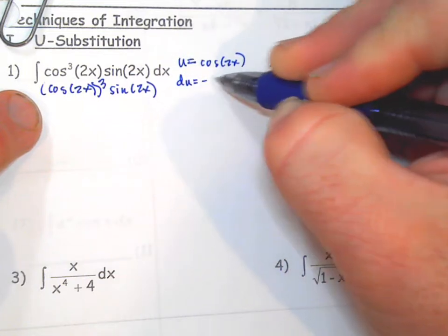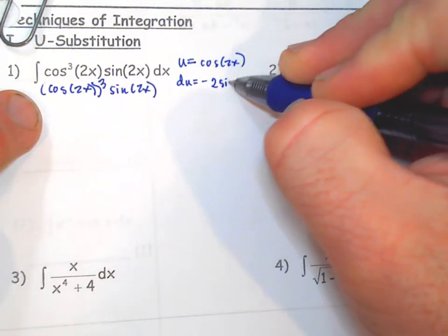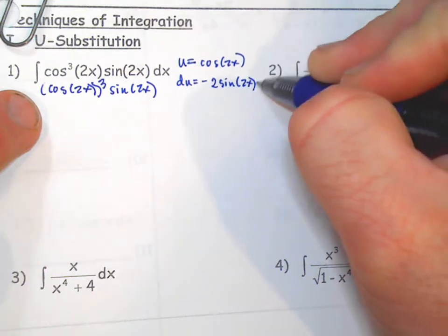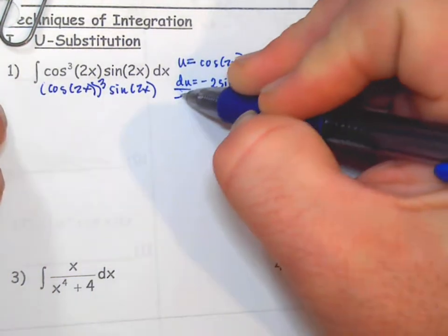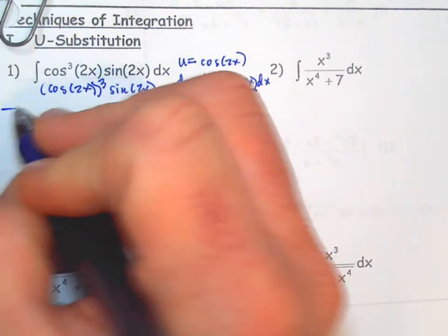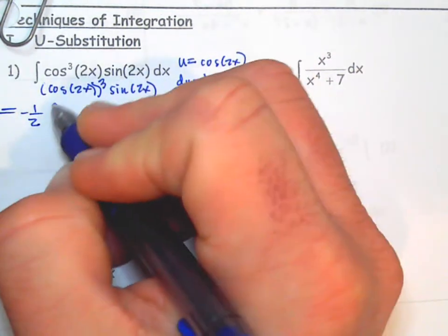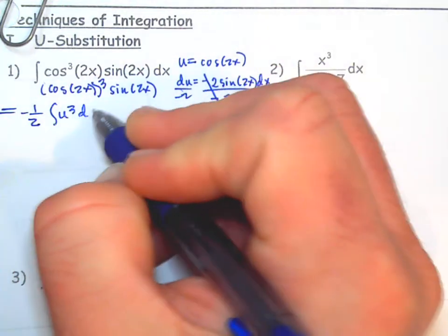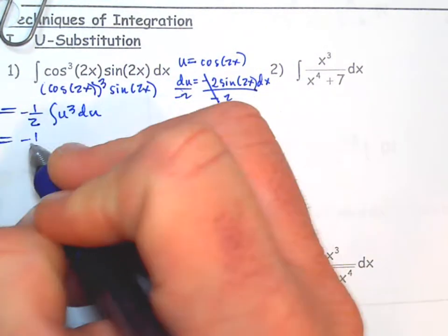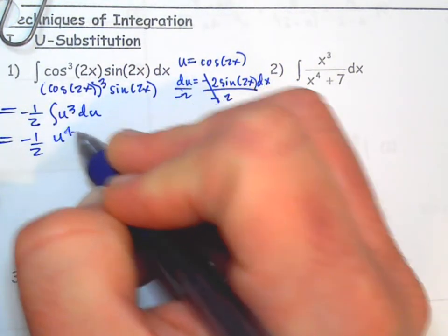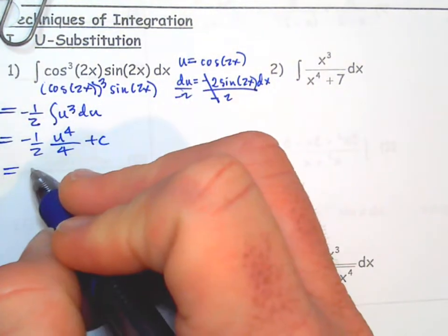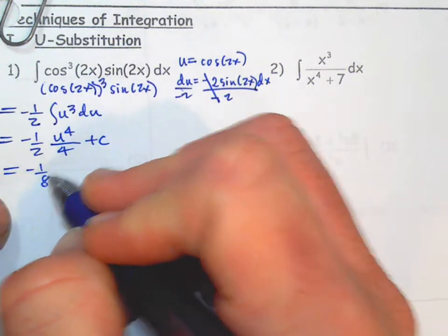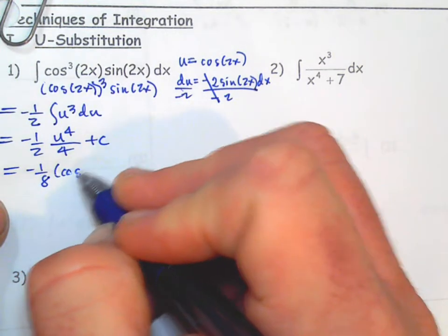du equals negative 2 sine 2x. Don't forget the chain rule. dx. I don't want the negative 2. So if I rewrite this, it's going to be negative 1/2 u cubed du. It's going to be negative 1/2 u to the 4th over 4 plus c, equals negative 1/8, and write it back in terms of the original variable.